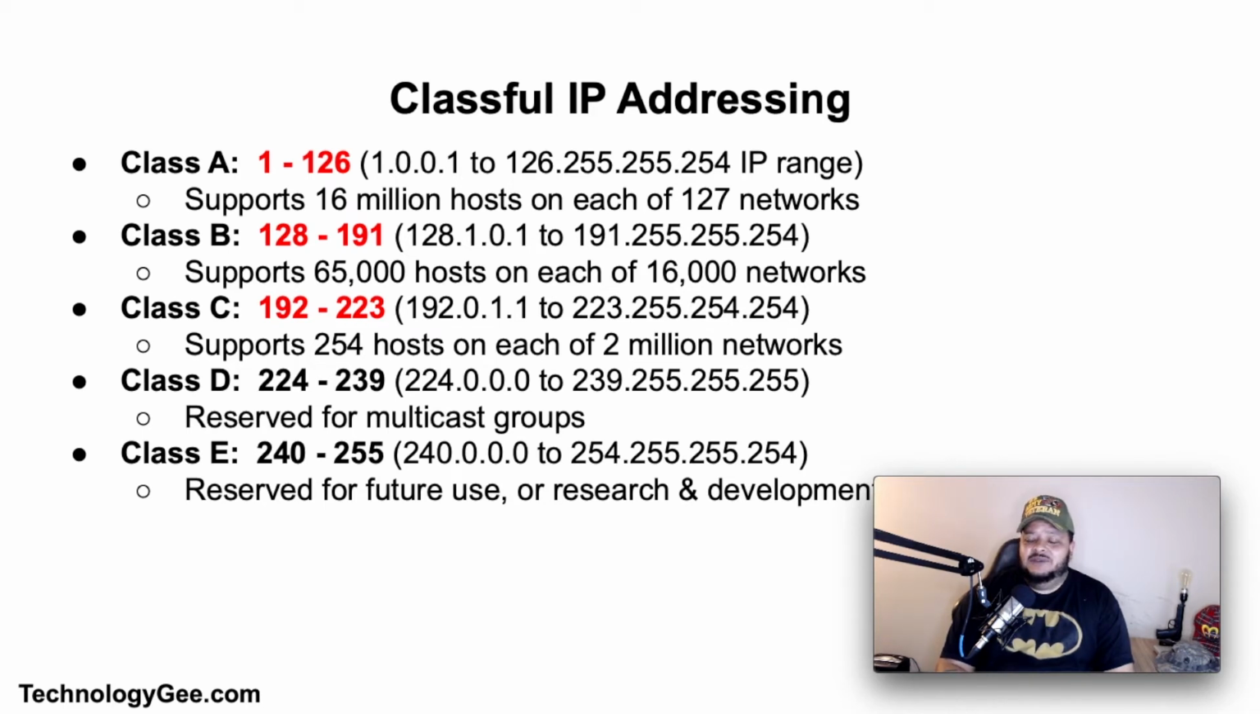So once again, if you see the first octet starting with the number 128 all the way through 191, you're dealing with a class B address, and that can support 65,000 hosts on 16,000 networks. And then you have class C that goes from 192 to 223, and that supports 254 hosts on 2 million networks. And then you got class D that's 224 to 239, and that's reserved for multicast groups. And then you got class E that's 240 to 255, and that's reserved for future use, research, or development purposes.